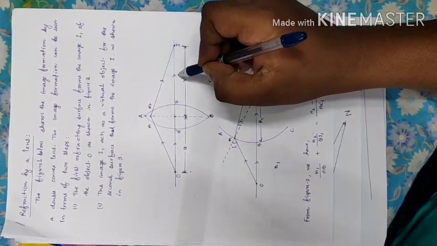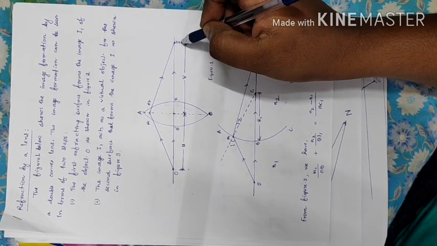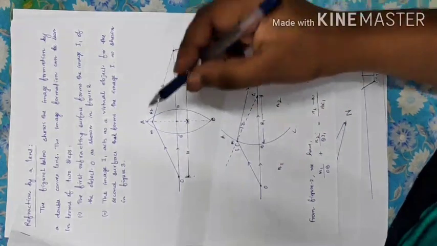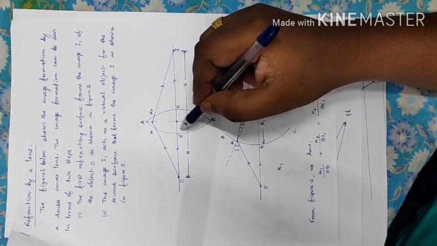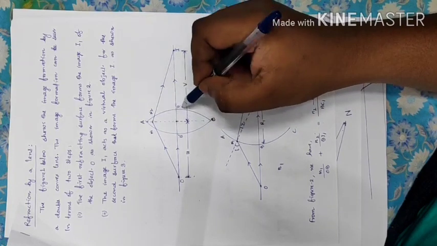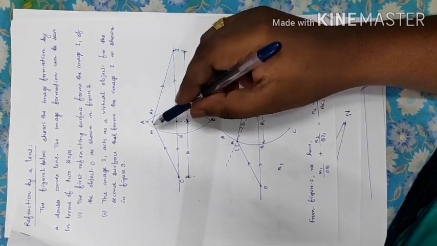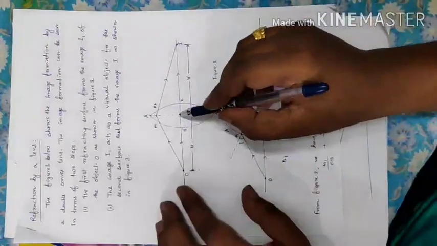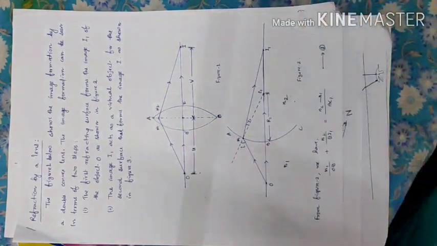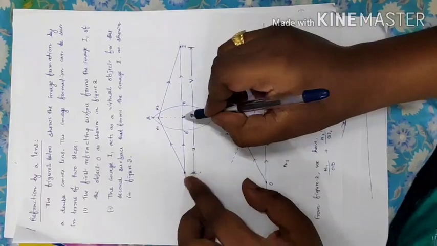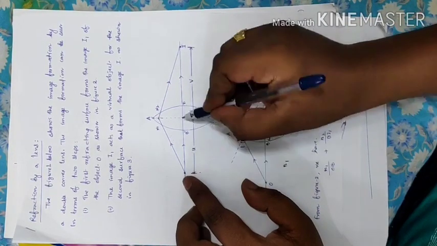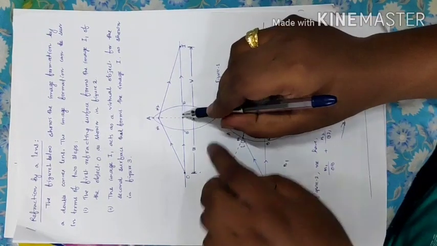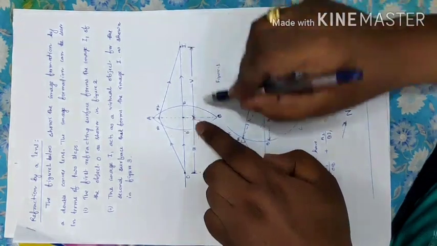These intersect at this point I, so I is the image of object O. A, B, C is one convex surface, then A, D, B is another surface. N is the normal at this point, N2 is the normal at this point. So object distance, in case of a lens, is measured from this middle point. The object is O, the object distance will be measured from this point. So this is the object distance. Image distance is also measured from this point. So this is V.